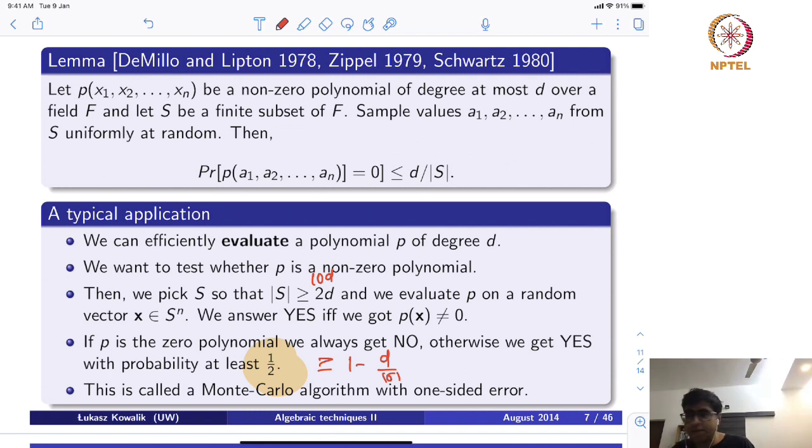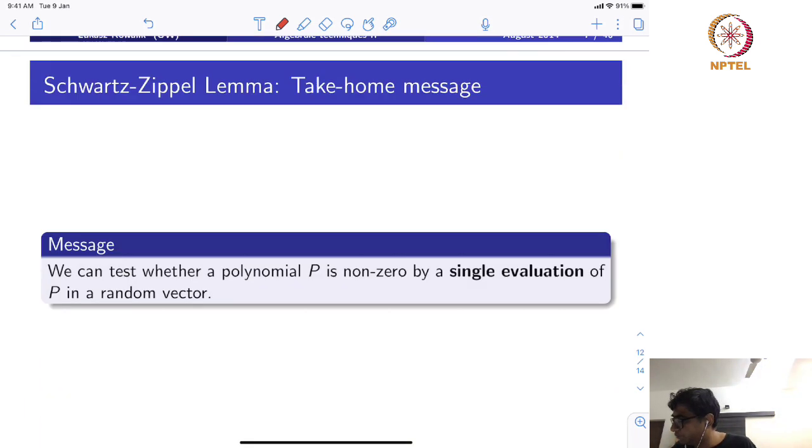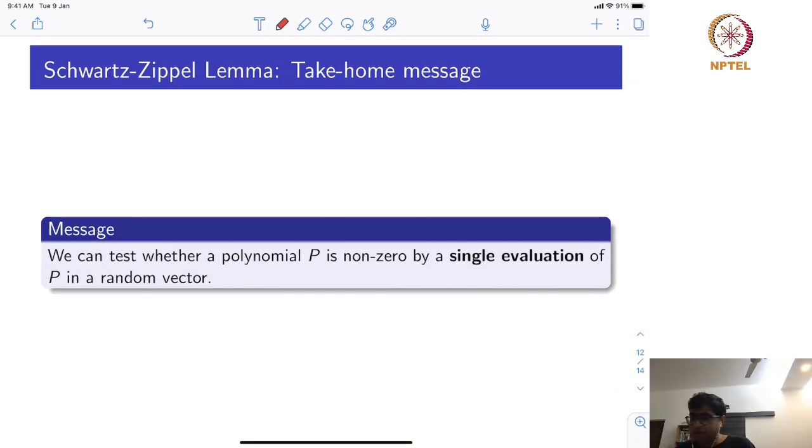So, this is a typical application. What is the take home message? We can test whether polynomial p is non-zero by a single evaluation of p at a random vector. This is the take home message that you should take about the Schwartz-Zippel Lemma.